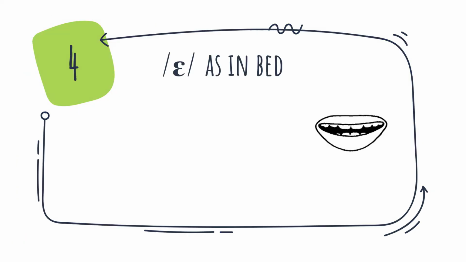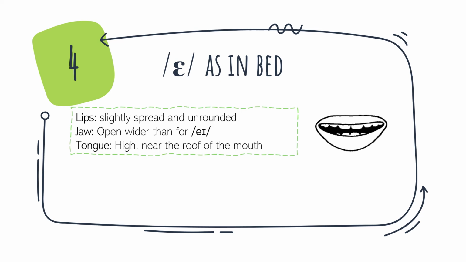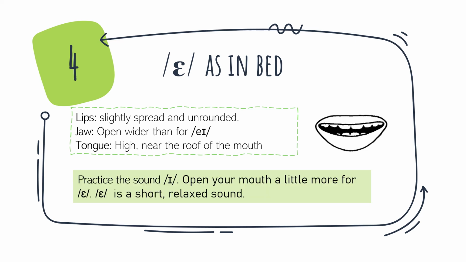Fourth vowel sound, e, as in bed. Okay. Lips, slightly spread and rounded. That's how they should be. Jaw, opened wider than for a. Tongue, high, near the roof of the mouth. Practice the sound e. Open your mouth a little more for e. E is a short, relaxed sound. Okay? Keep in mind, e as in bed.